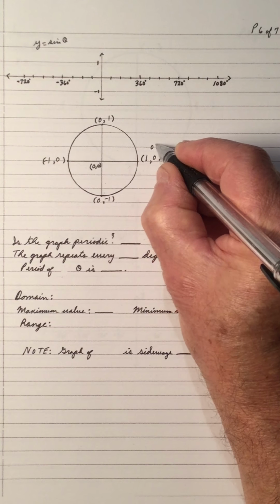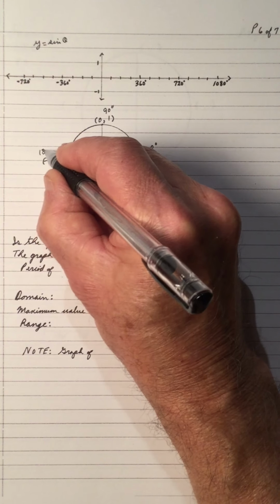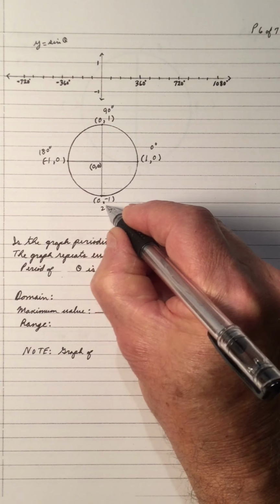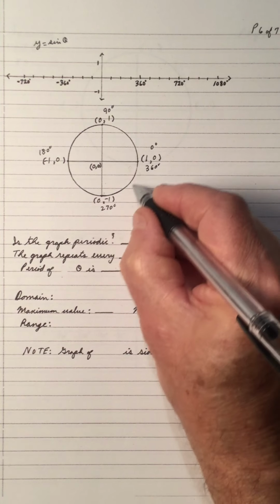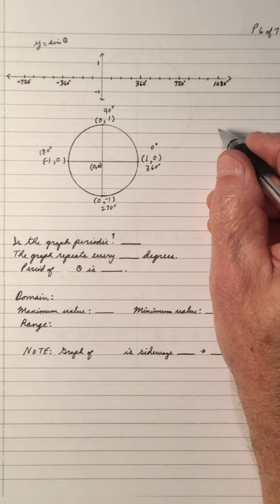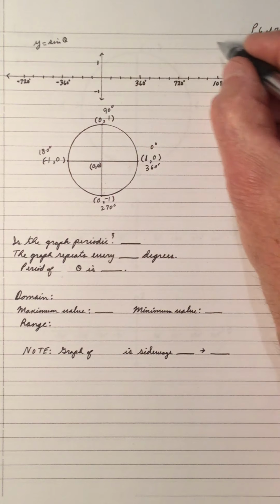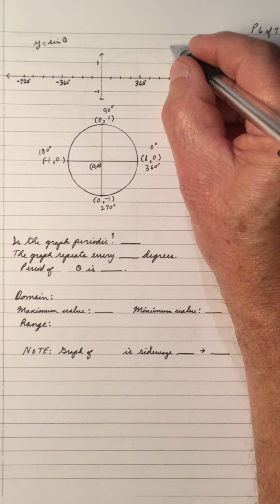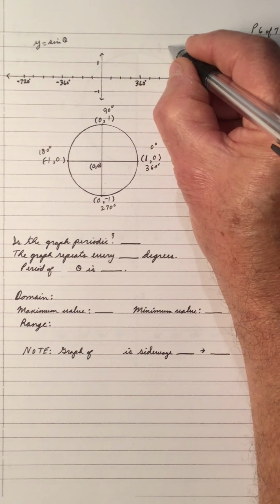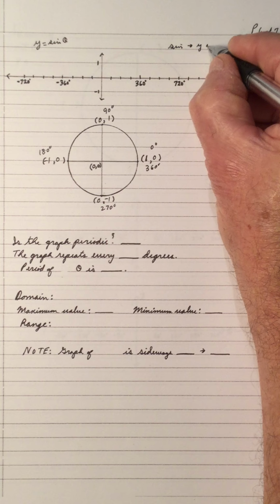So this is 0 degrees. This is 90 degrees. This is 180 degrees. This is 270 degrees. And back to 360. Or we can go this way and do the negatives. But at 0, sine is related to the y values.